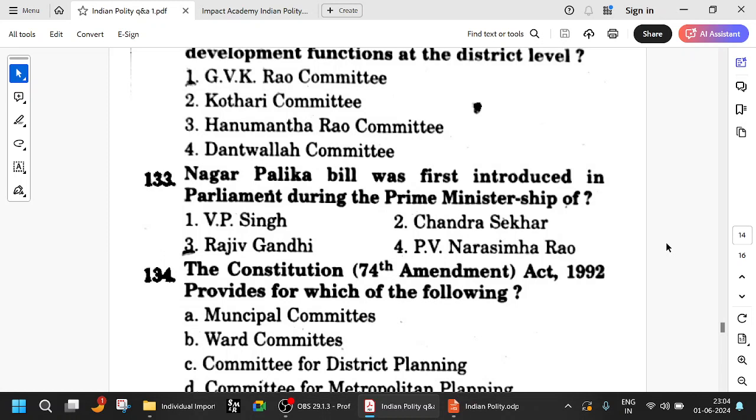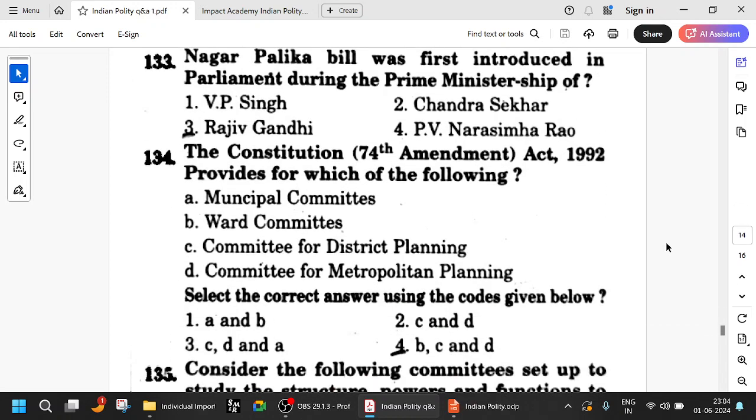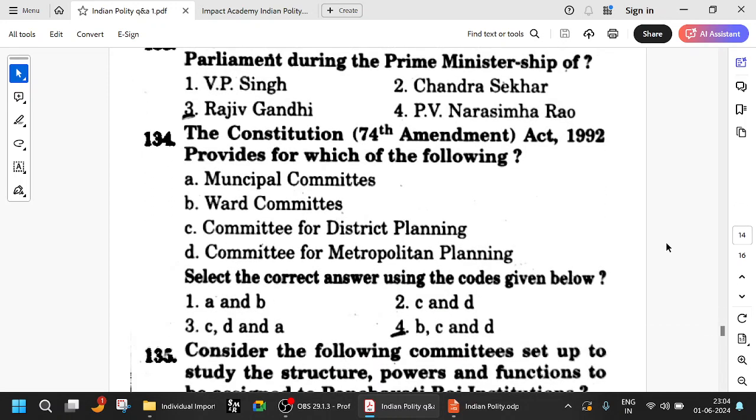The Constitution 74th Amendment Act 1992 provides for which of the following committees. So we have seen 73rd is for panchayats and 74th is for municipalities. So within that municipalities, we have municipal committees, ward committees, committee for district planning, and committee for metropolitan planning. So this municipal committee is not there. This ward committee, okay, committee for district planning and committee for metropolitan planning is there in the 74th Amendment Act.